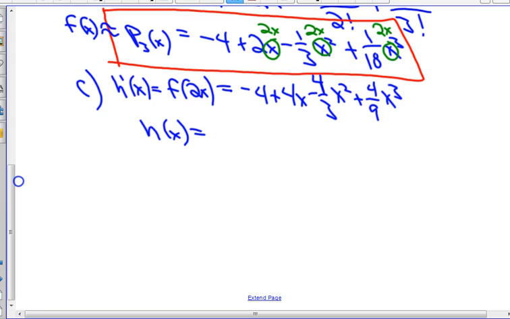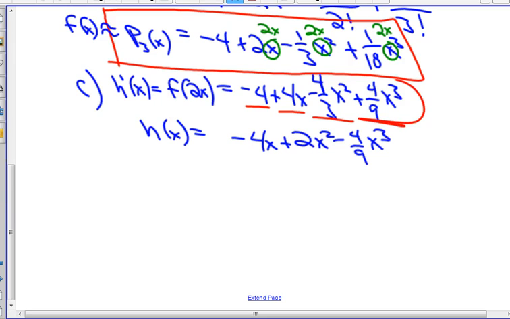Again, let's go term by term. Do you know the integral of -4? Sure. -4x. Do you know the integral of 4x? Sure. 2x squared. Do you know the integral of -4/3 x squared? Sure. -4/9 x cubed. And then, do you know this integral right here? Actually, it doesn't matter. Go back up and look at the question.